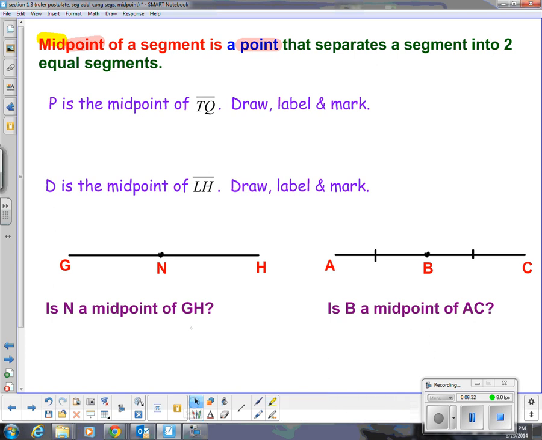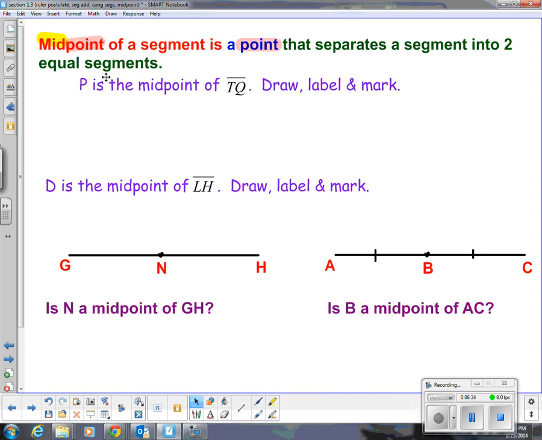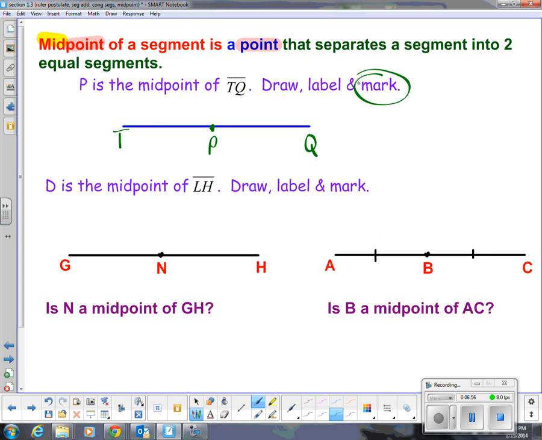All right, so we're going to practice draw, mark, label. We're given a segment TQ. P is the midpoint. Draw, label, and mark. So I've drawn it. Now I'm going to label it. That means that my segment TQ, because the segment's named for its endpoints, and P is the midpoint, so I should have a P. My labeling is finished. Now I need to mark. How do I mark this?